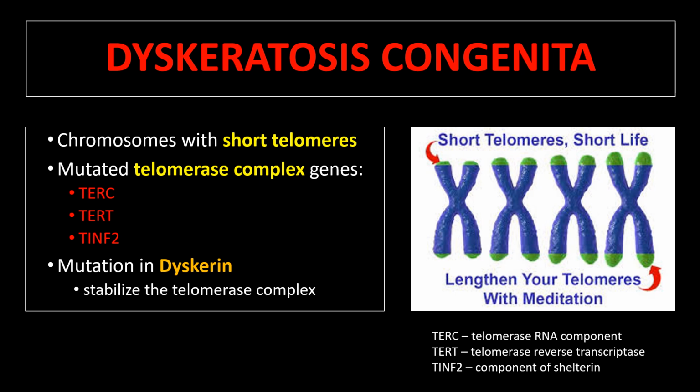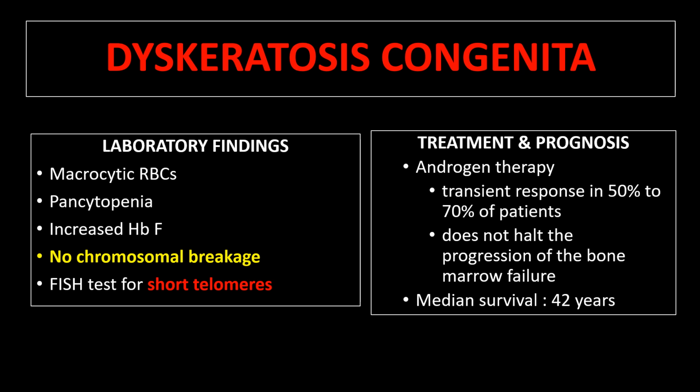So take note, Dyskeratosis congenita has the same chromosomes with short telomeres, same with your acquired aplastic anemia, and unique for your DC would be the mutation of your dyskerin. So easy to remember, dyskerin for Dyskeratosis congenita. Shown in here are the laboratory findings that are seen on your Dyskeratosis congenita or DC.